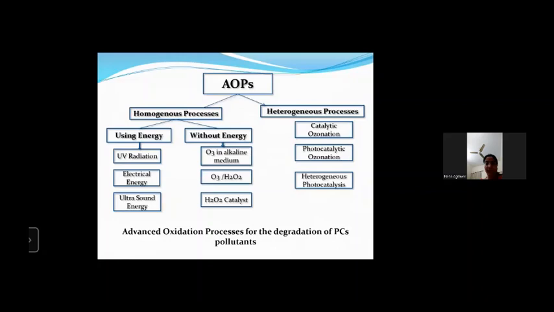This chart shows the different types of advanced oxidation processes, homogeneous and heterogeneous. We can see that heterogeneous processes are done with the help of catalytic ozonation, photocatalytic ozonation, and heterogeneous photocatalysis, and homogeneous processes can be done either with energy or without energy, and the different methods are shown in the diagram.